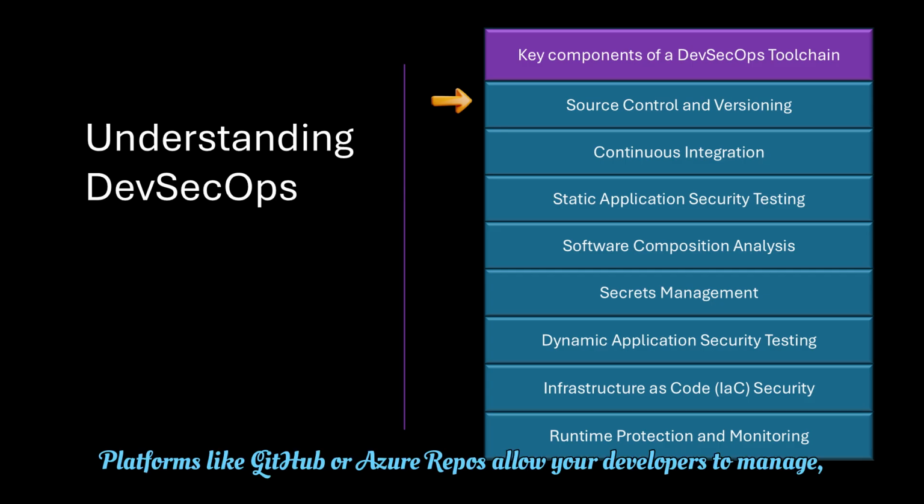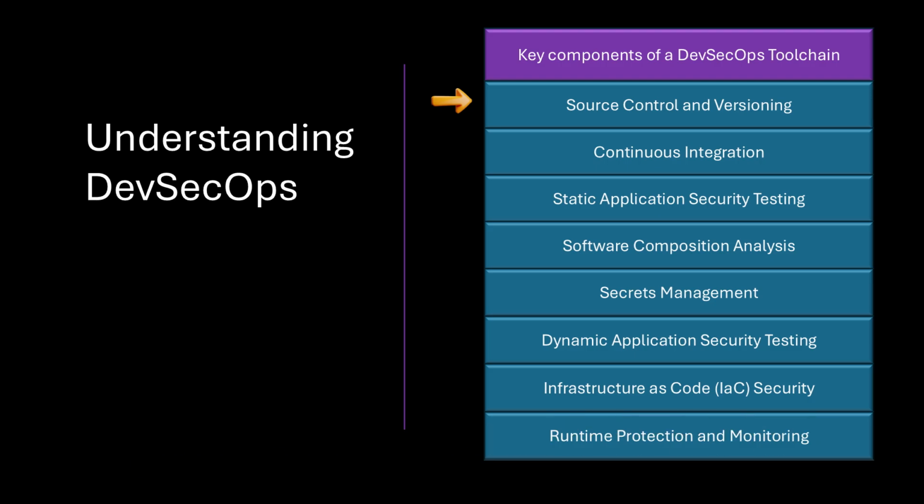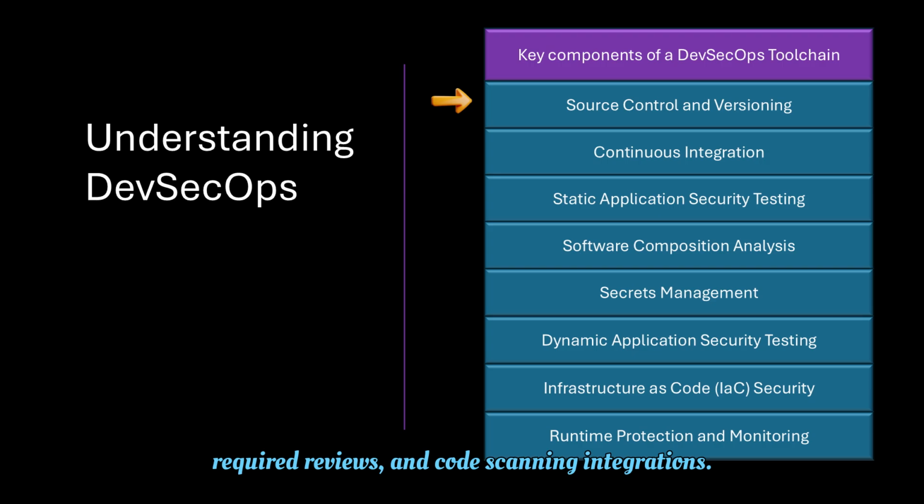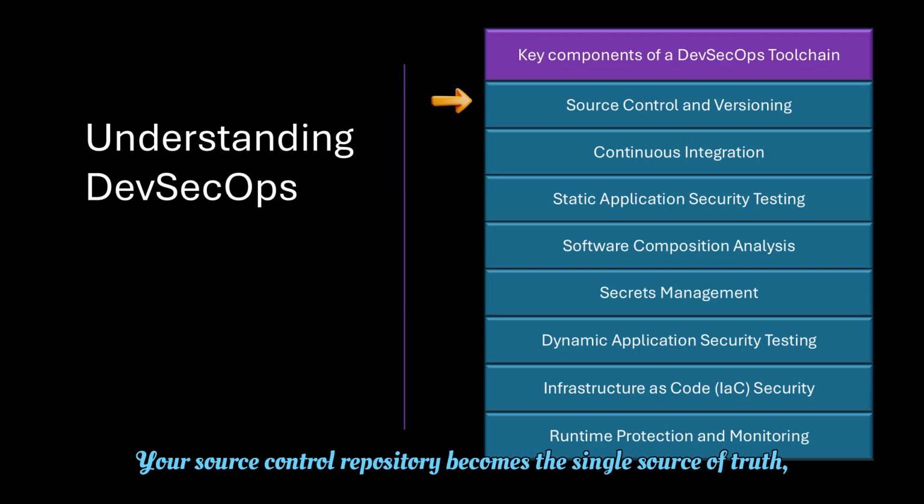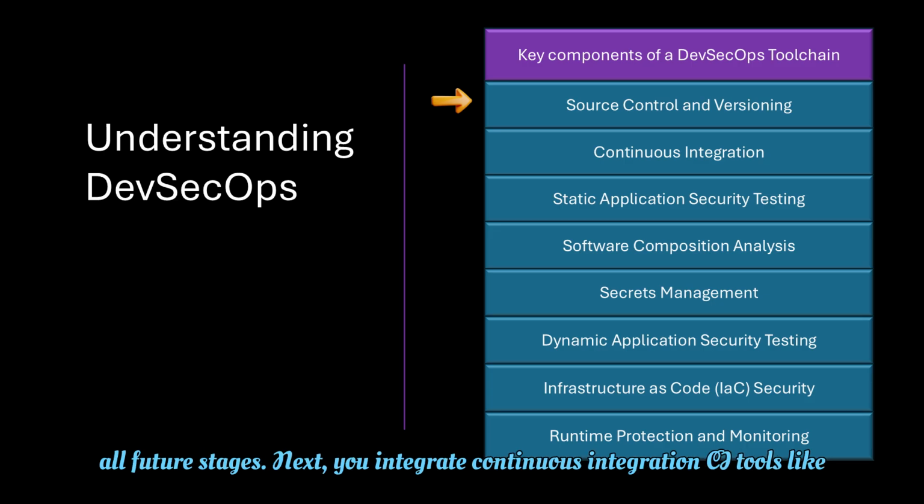Platforms like GitHub or Azure Repos allow your developers to manage, track, and collaborate on code changes securely. But beyond simple version control, you should enforce security standards, such as branch protections, required reviews, and code scanning integrations. Your source control repository becomes the single source of truth, and by embedding security at this level, you create a secure foundation for all future stages.